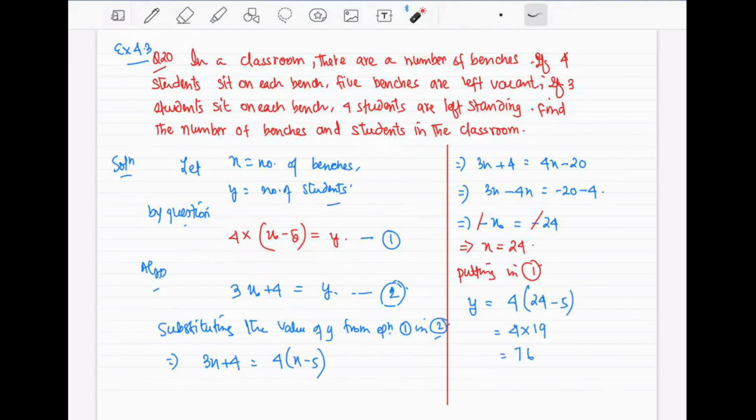Again, the second one, the number of students seated is 3x. In order to obtain the total number of students, I have to add the standing students also. That's how we are able to obtain the total number of students. So we just solved this question 1.